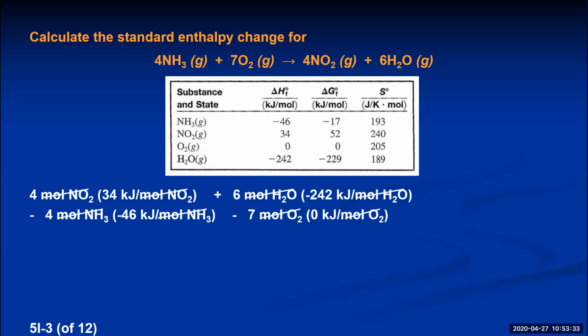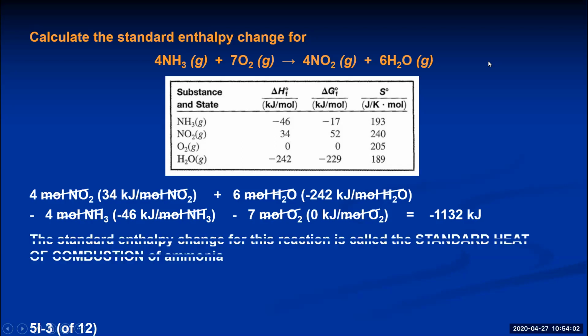So when I do this giant addition subtraction problem, my answer is going to be able to be written to the ones place. And I wind up getting negative 1132 kilojoules, which is the number you could write alongside the chemical reaction above, which would mean negative 1132 kilojoules per 4 moles of ammonia, or negative 1132 kilojoules per 7 moles of O2, or negative 1132 kilojoules per 4 moles of NO2, or negative 1132 kilojoules per 6 moles of water.